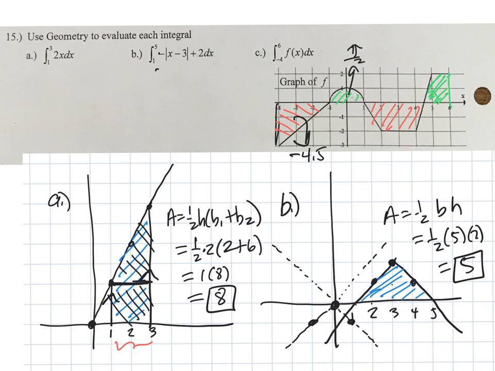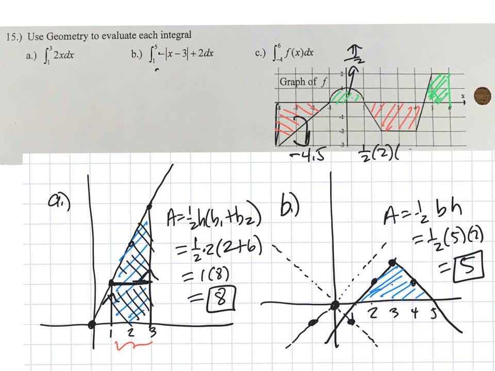Okay, this region is a trapezoid, so you can break it up into triangles if you want, or whatever. I'm just going to use the trapezoid formula. That seems the most direct to me. So I'm going to take half the height times the sum of the bases. So that would be 1/2. Now the height is the distance from one parallel side to another one, so that would be half of 2 times the sum of the bases.